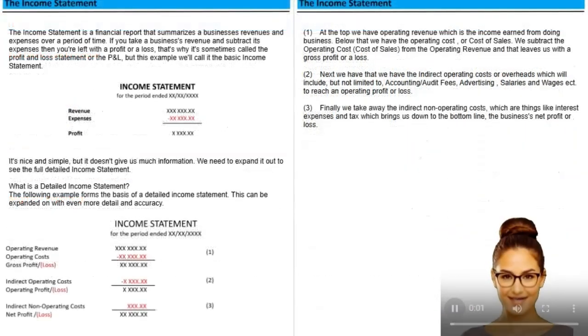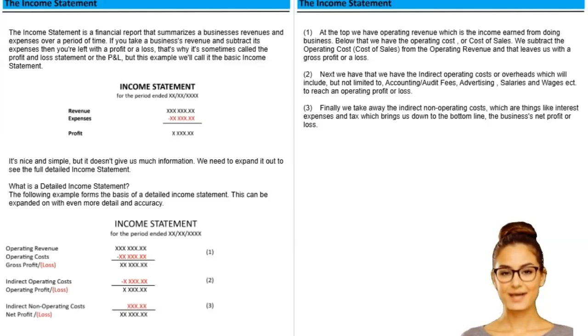So, let's get to it. As we said earlier, the income statement is a financial report that summarizes a business's revenues and expenses over a period of time. If you take a business's revenue and subtract its expenses, you're left with a profit or a loss. That's why it's sometimes called the profit and loss statement or the P&L, but we will start with the basic income statement. Look at the simple structure that follows.